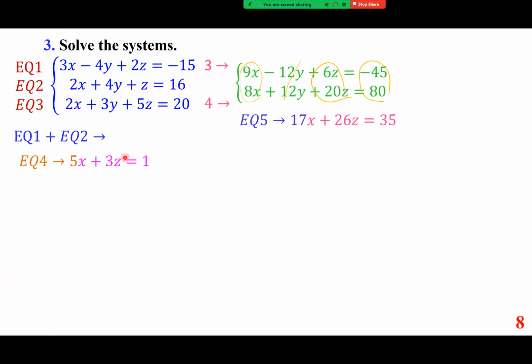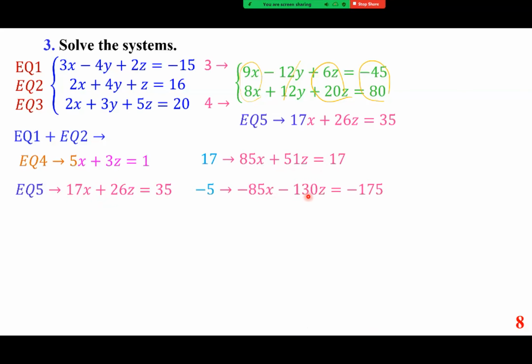Now, equation number 4 and equation number 5, both of them involve x and z. So we went from a system of 3 variables to a system of 2 variables. Now we work with these two. And again, you decide whether you want to get rid of the x or z. If you want to get rid of the x, you can multiply this one by 17, this one by 5. One of them negative, doesn't matter which one. So if we multiply this one by 17, we get 85x plus 51z equals 17. And this one by -5, we get -85x minus 130z equals -175. These two cancel each other again.